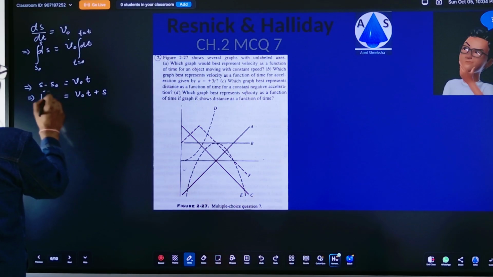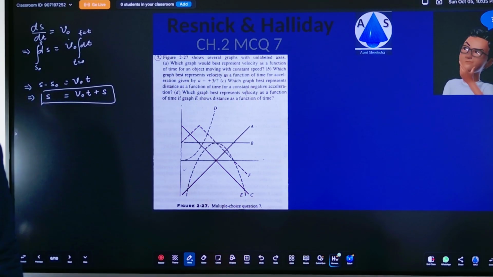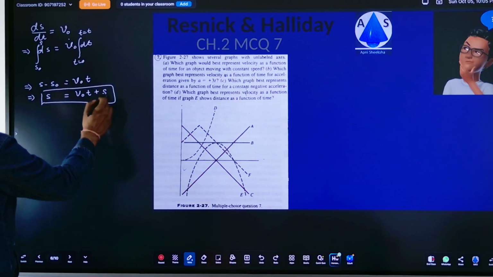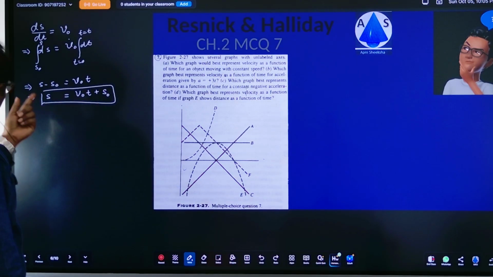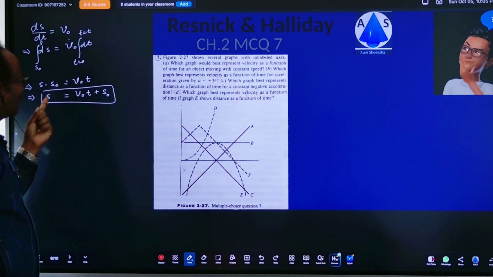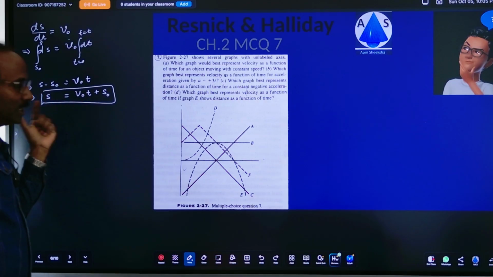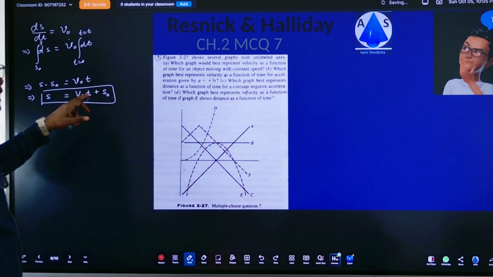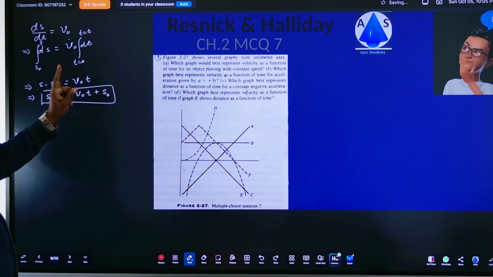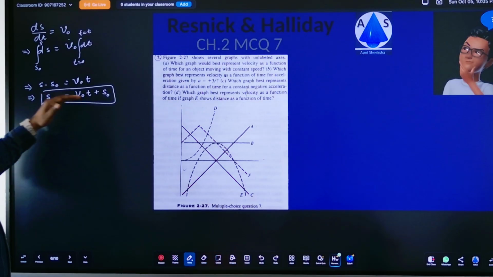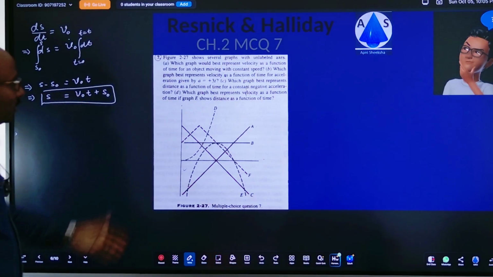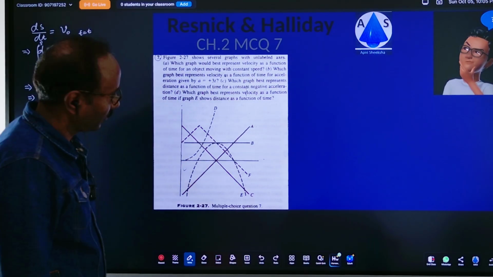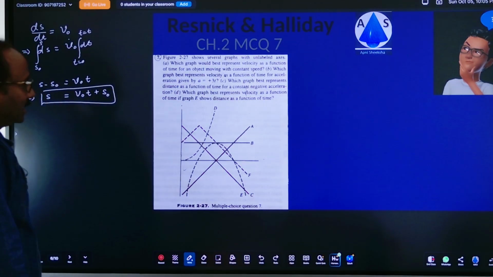So what kind of equation is this? S is variable, t is variable, s naught is constant. So it is a displacement as a function of time equation. But this is of single degree. T is having only one power. So it is a straight line. So we should look for the straight line in this graph. So which all are straight lines in this graph?